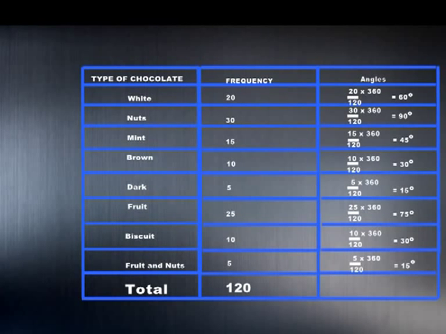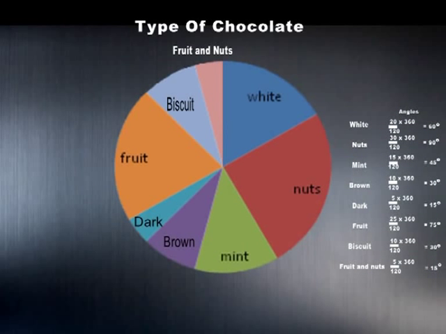Here is a summary of the calculation of all the sectors of the pie chart. Now let's have a look at the complete results on the pie chart. According to the results, the most favorite chocolate flavor is the nut flavor. I think with all these results, Susie and Jason will be able to make sure they buy enough stock of the most popular types of chocolate for the tuck shop.